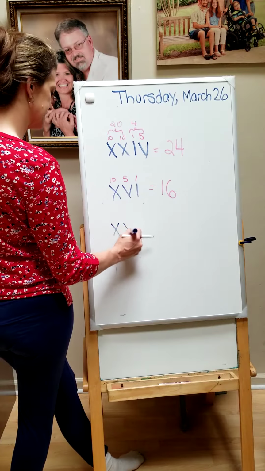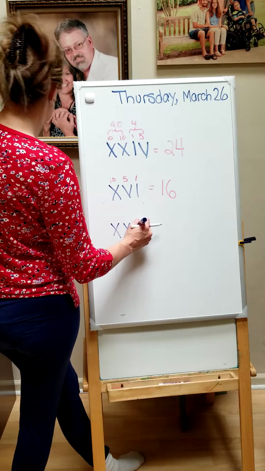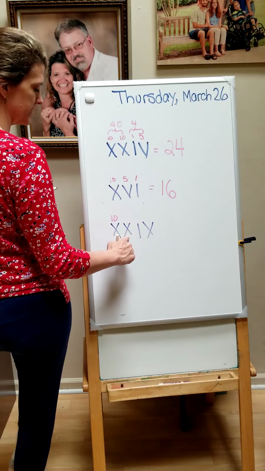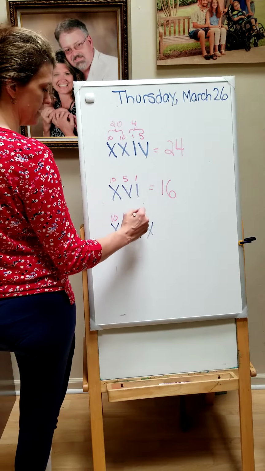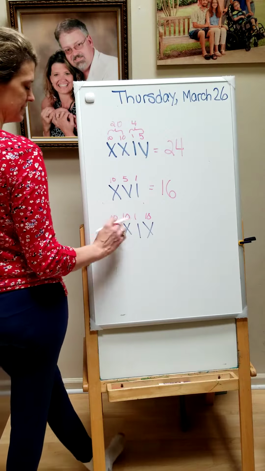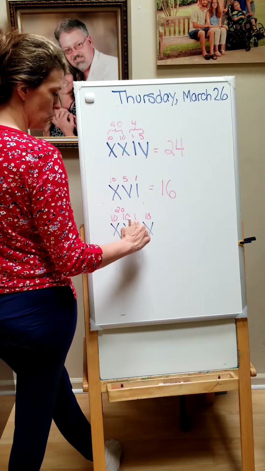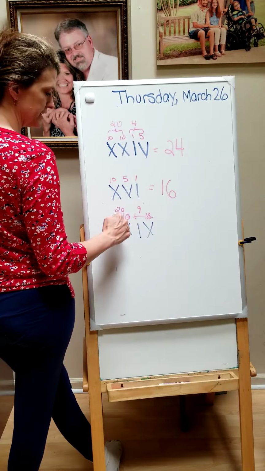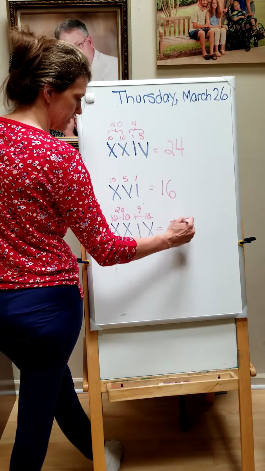Okay, next, X, X, I, X. What is X? 10. What is X? 10. What is I? 1. What is X? 10. So we have X and X, 10 and 10 is 20. 1 before 10 is 9. So now we have 20 plus 9, 29.